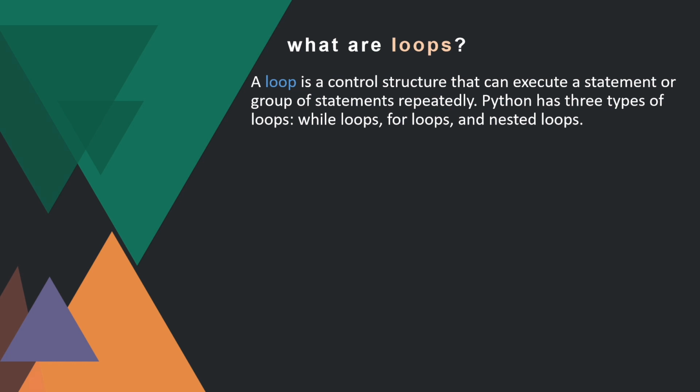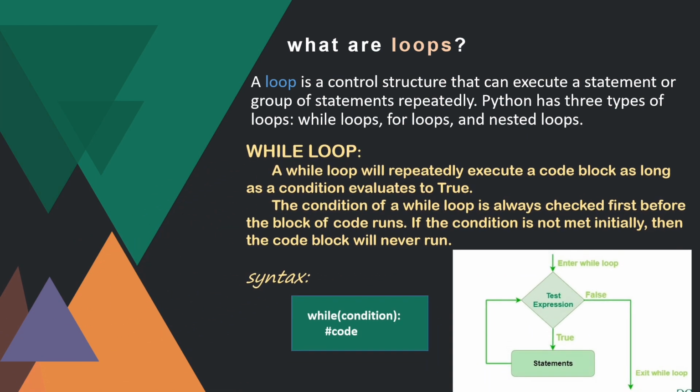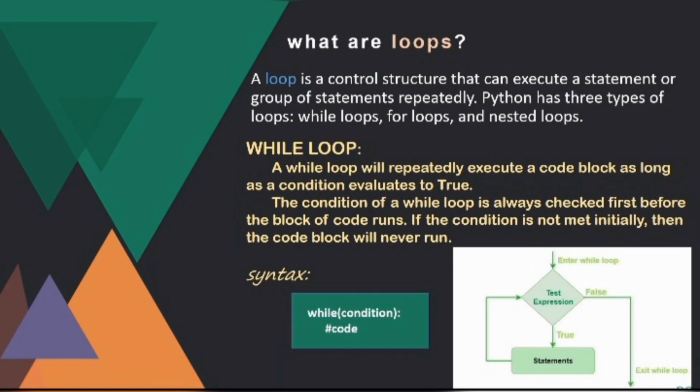And now, what is a while loop? A while loop will repeatedly execute a block of code as long as the condition evaluates to true. So if the condition is true, it enters the loop and executes the block of statements. If the condition becomes false, it exits from the loop. For each and every iteration, it checks the condition.